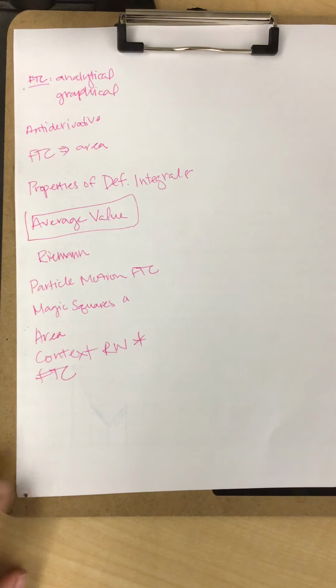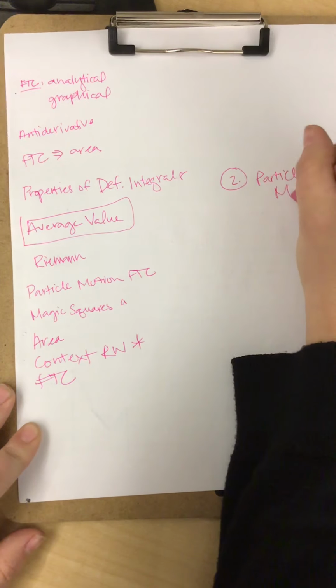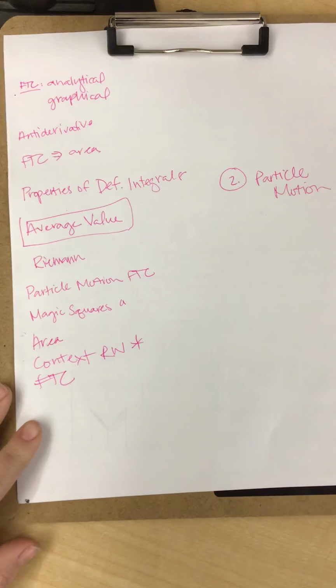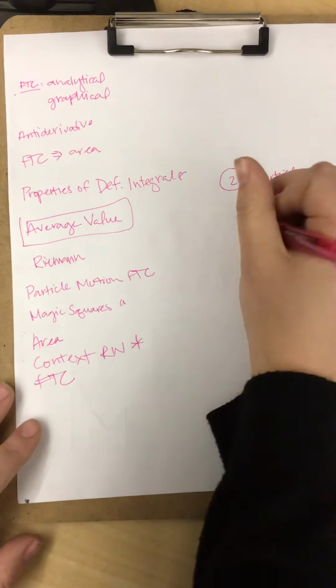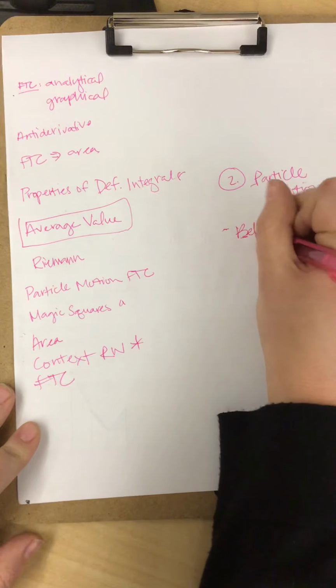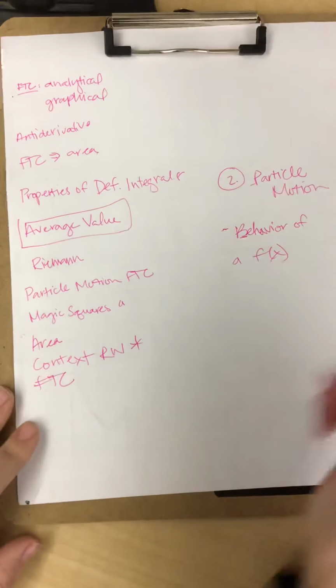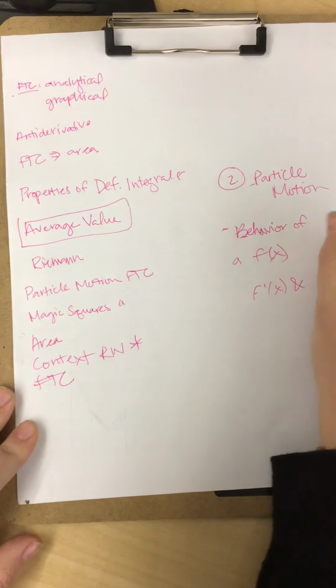For your responses, I've got 2 of them. The first one's particle motion. And the second one is a behavior of function problem. So kind of like the one that we did right now. So the first one's particle motion, the second one is behavior of a function. And for this one, you have to remember your derivatives and integrals.